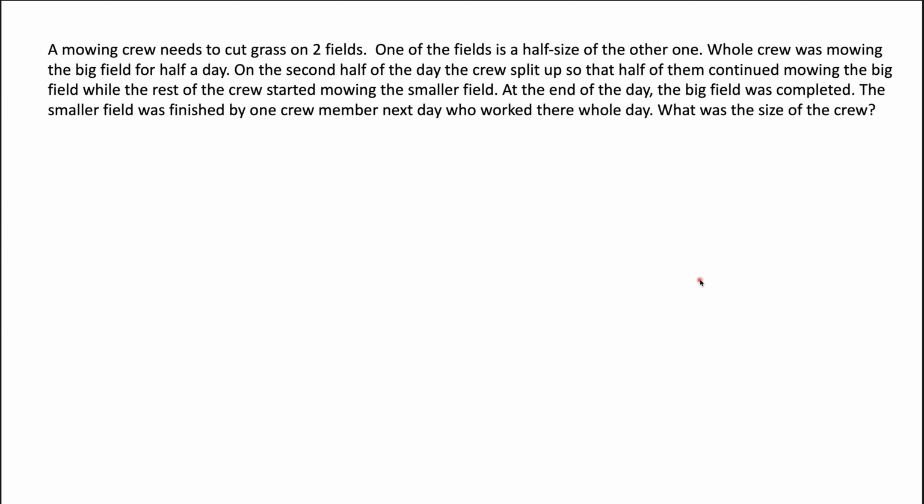On the second half of the day, the crew split up so that half of them continued mowing the big field, while the rest of the crew started mowing the smaller field. At the end of the day, the big field was completed. The smaller field was finished by one crew member the next day, who worked there the whole day. What was the size of the crew?